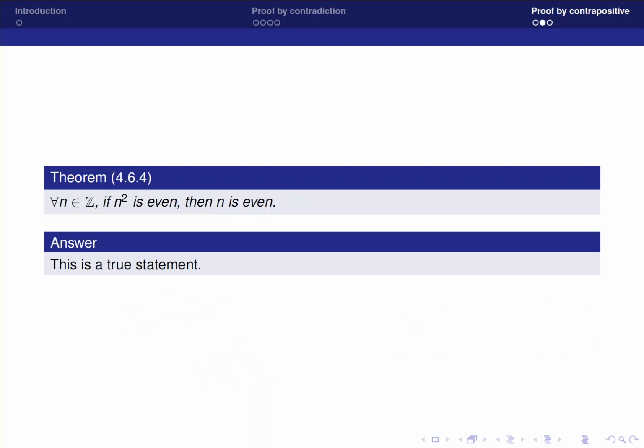Before I give you the proof, I would like you to try to find the contrapositive of the statement, if n squared is even, then n is even. See if you can jot it down on a piece of paper somewhere and maybe even start working on the proof. Figure out what the hypothesis is for the contrapositive and see if you can get to the conclusion.